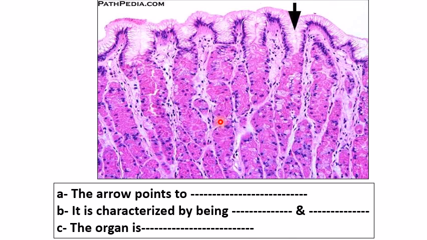Here, dear students, is the fundus. How do you know? Narrow, shallow pit. Pit to gland ratio 1:3 or 1:4. The arrow points to the fundic pit, characterized by being shallow and narrow. So this organ is the fundus of the stomach.